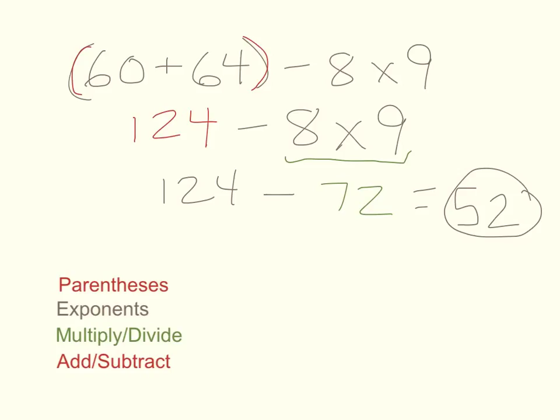You always do the operation on the numbers it's between. So in this case, multiply was first, and it's between the 8 and 9, so I multiplied 8 times 9. Just because I got the 124 first, I just let it sit here while I find this answer, and then I can subtract my final two answers.